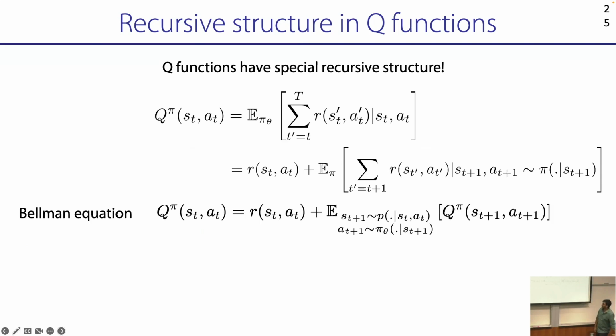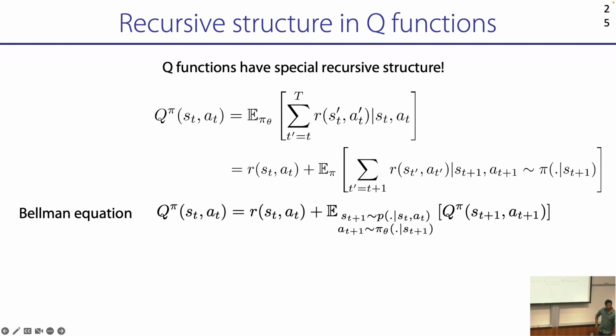And so there's a recursion you can write, or dynamic programming, where you say that Q pi is the reward r(s_t, a_t) plus an expectation over the next state sampled from the dynamics given s_t, a_t, and the next action sampled from your policy given s_{t+1}. This just holds by literally decomposing the Q function and plugging in the definition of the Q function. Nothing fancy, no tricks.